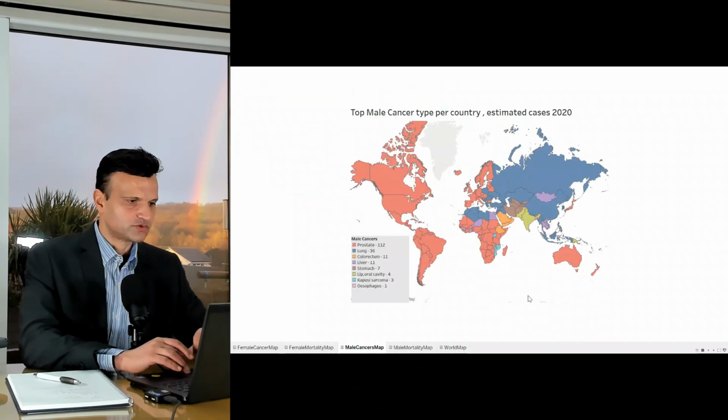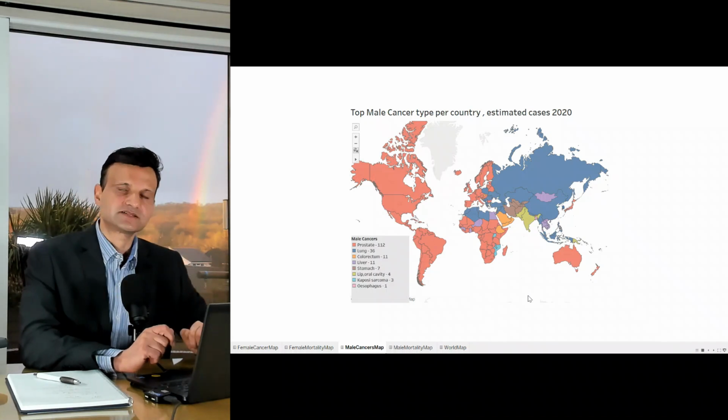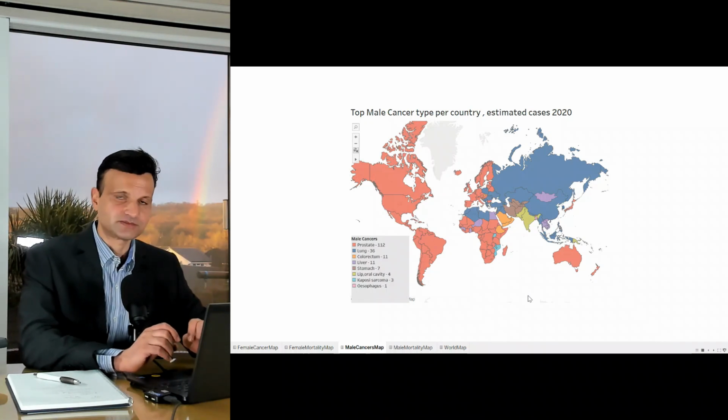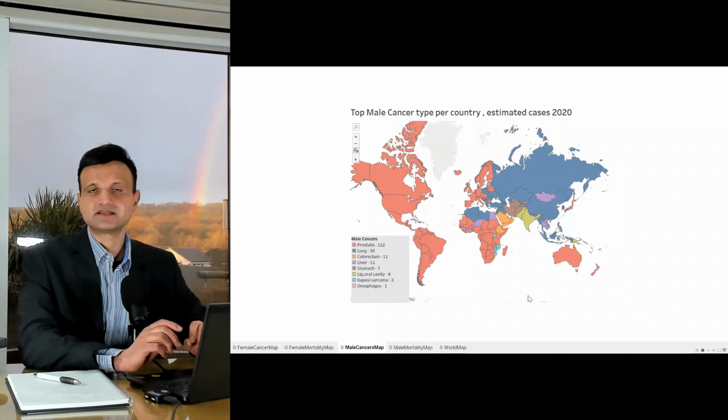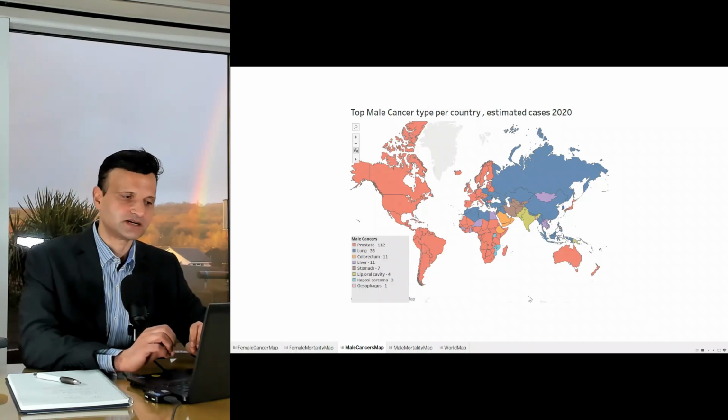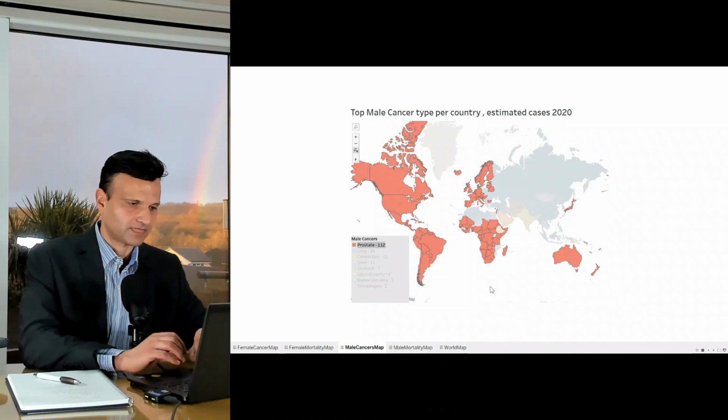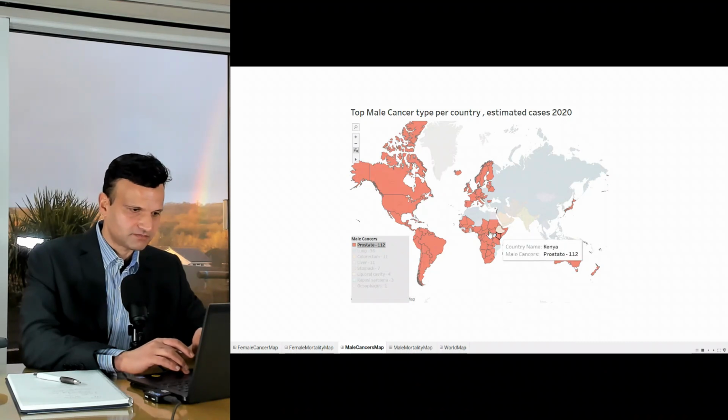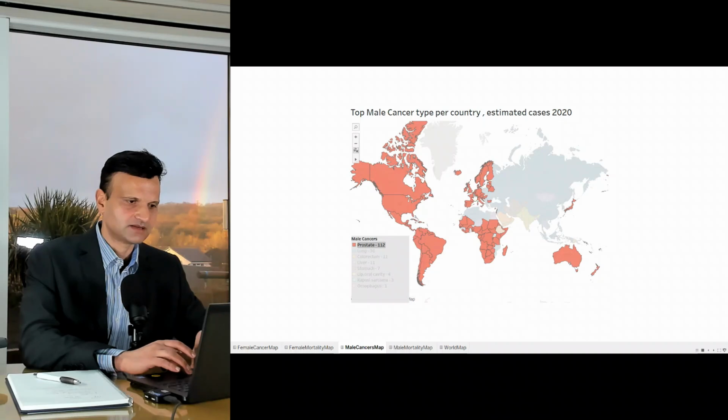Right, let's move on to male cancer rates. The top of the list is prostate cancer. Out of 185 countries, in 112 countries prostate cancer is the top cancer. These include all of North and South America, almost all of the African countries, Oceania, and the majority of the European countries.